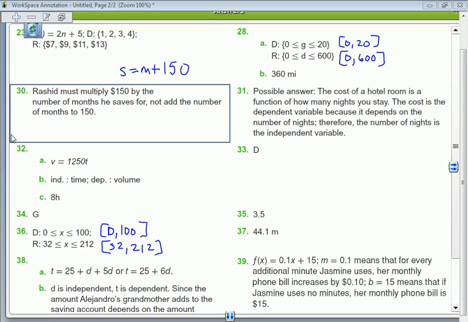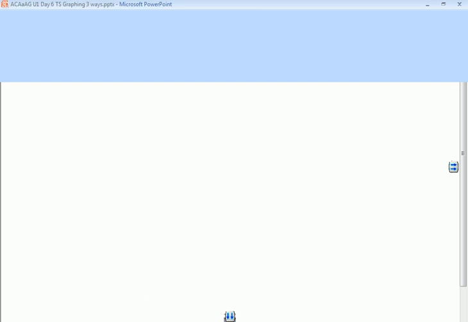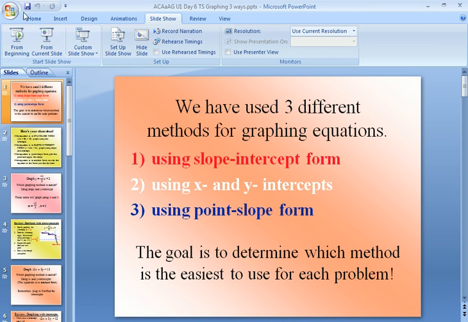All right, today we're also going to look at 3 ways to graph. Now, this is not new for most of you. I know you studied linear functions, linear equations a good bit last year. So we're going to work our way through a PowerPoint that does a good job of reminding us of the 3 ways to graph. So we're going to start from the beginning.